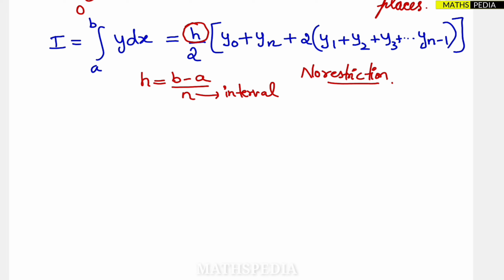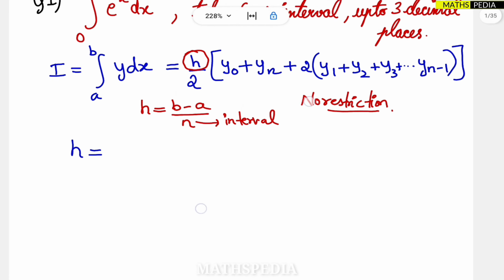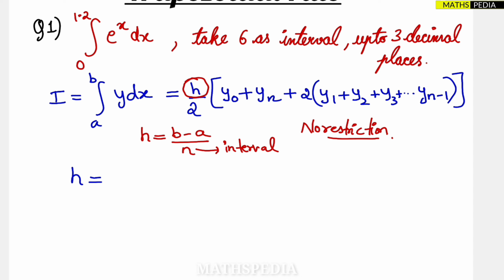So we have to separate this into sub intervals. Let me quickly find the h value. h is equal to (b minus a) divided by n. a and b are given. What is the a value? Compare it, you will get 0. So the a value is 0. What is the b value? The b value is 1.2. So h is 1.2 minus 0, divided by the number of intervals given in the question, which is 6. There's no need to see 3 decimal places here, we'll understand that after writing the y values.